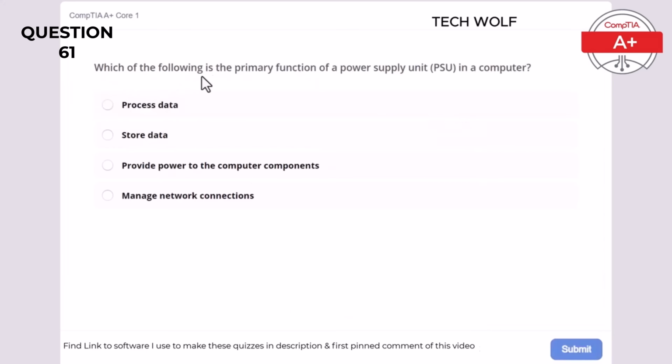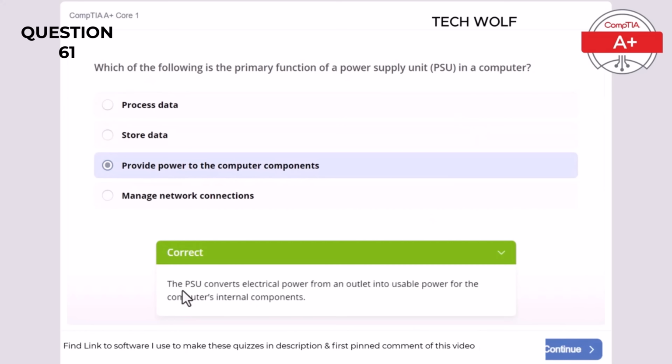Which of the following is the primary function of a power supply unit, PSU, in a computer? To process data, to store data, to provide power to the computer components, or to manage network connections? And the correct answer here is to provide power to computer components. The PSU converts electrical power from an outlet into usable power for the computer's internal components.